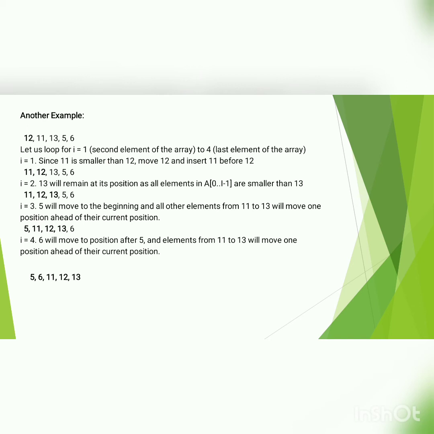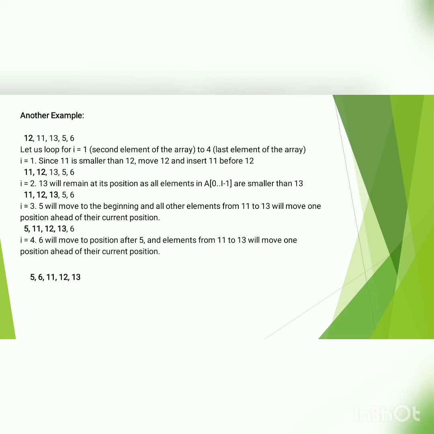Now we are incrementing i, so i becomes 3. 5 will move to the beginning and all other elements from 11 to 13 will move one position ahead of their current position, because 5 is smaller than 11, 12, 13. So now the array becomes 5, 11, 12, 13, 6.